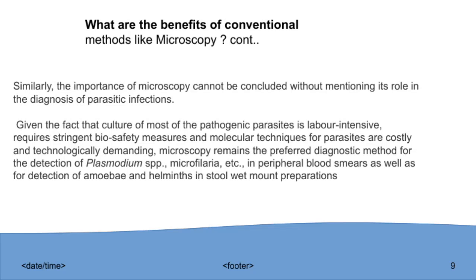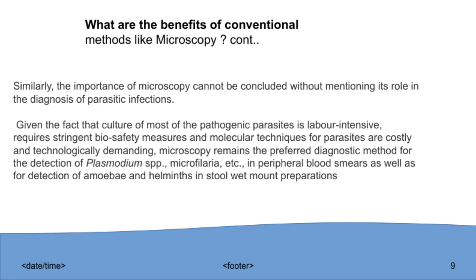Now, let's continue exploring the benefits of conventional methods like microscopy. As we've seen, microscopy plays a crucial role in diagnosing parasitic infections. Its importance cannot be overstated, especially when we consider the challenges associated with other diagnostic techniques. Culturing pathogenic parasites, for example, is very labor-intensive, requiring meticulous attention and strict biosafety measures. Molecular techniques, on the other hand, although highly accurate, tend to be costly and demand advanced technology and expertise. That's why microscopy remains the go-to method in many settings.